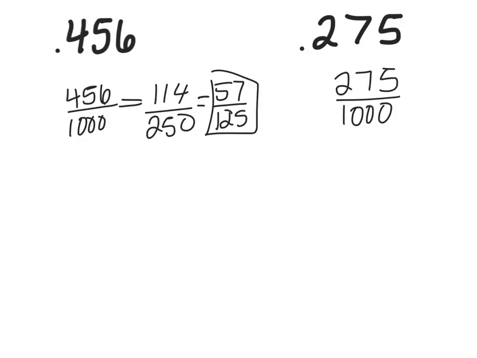So if I divide by 25, 275 divided by 25 is 11, and 1000 divided by 25 is 40. But I look at that and say, okay, do 11 and 40 have anything in common besides 1? Since I know that 11 is a prime number, so 1 and 11 are the only factors, and 11 doesn't go into 40, this is reduced as far as it can go. So 11 over 40 is my final simplified version of 0.275 as a fraction.